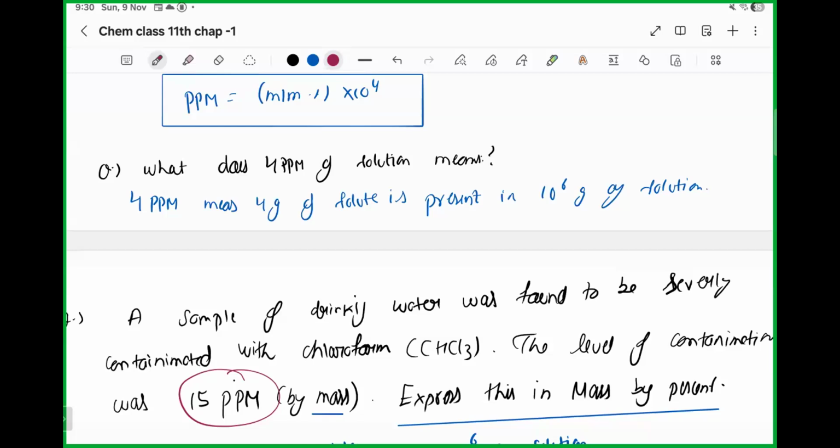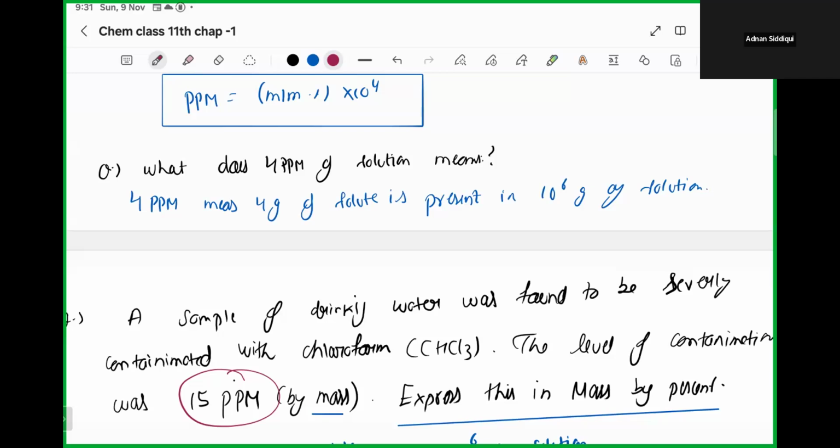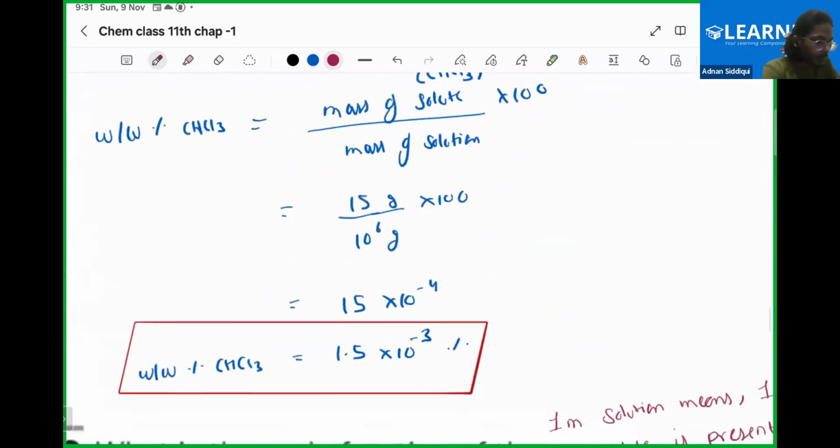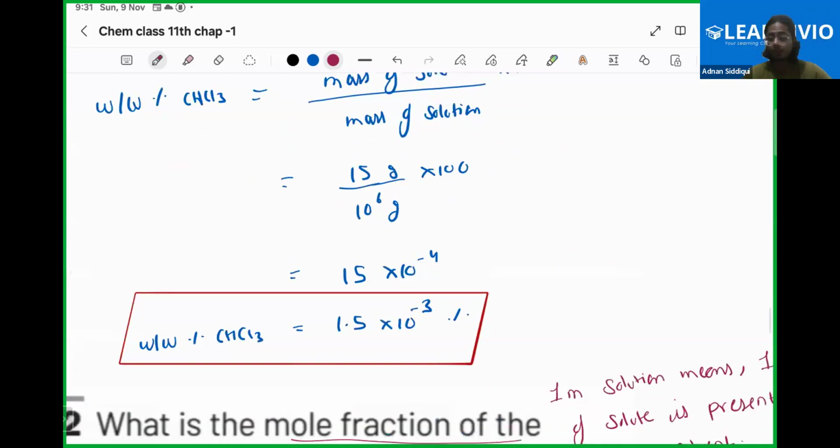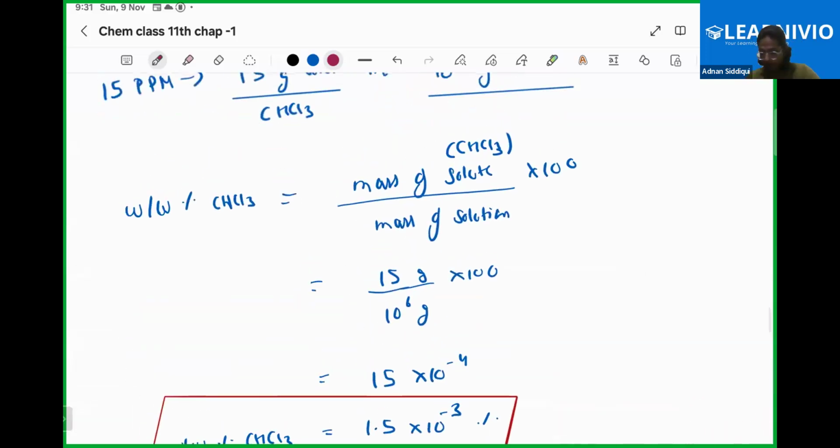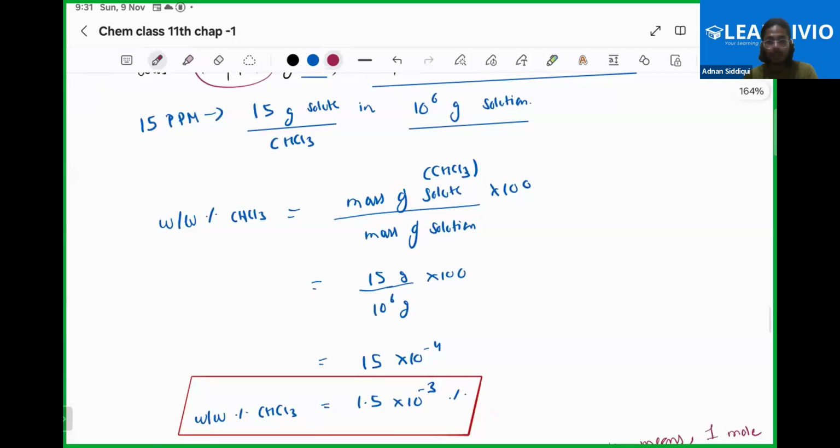Is it 15%? Yes, 15. Okay, let's see if it's 15. It is 15 times 10 to the power minus 4, or 1.5 times 10 to the power minus 3. See what mistake you made.